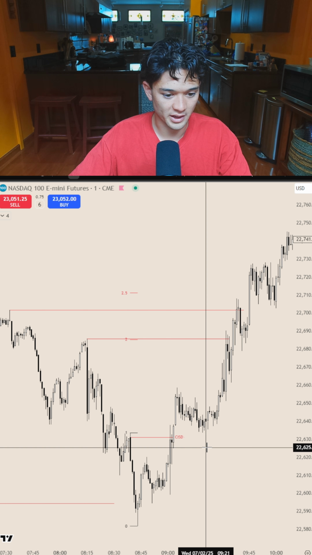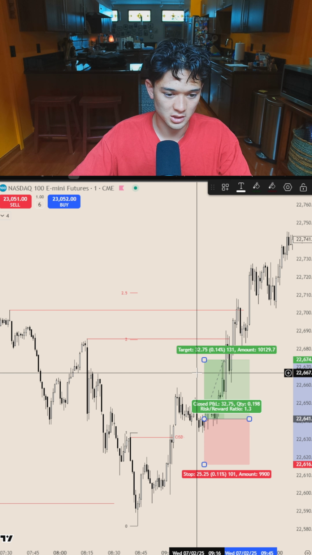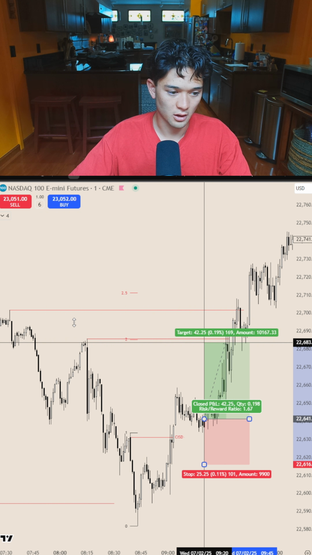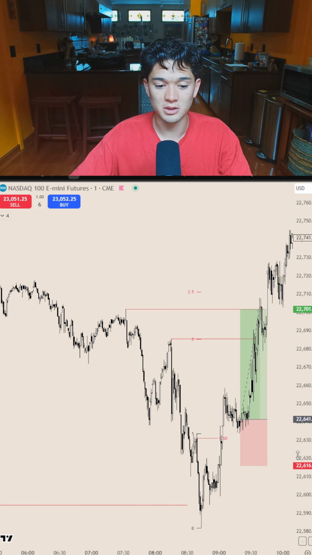I'd see this pullback, try and take an entry somewhere in here. Stop loss would be like here. And I'm targeting around this area, one of these highs. And that would be where I'm targeting.